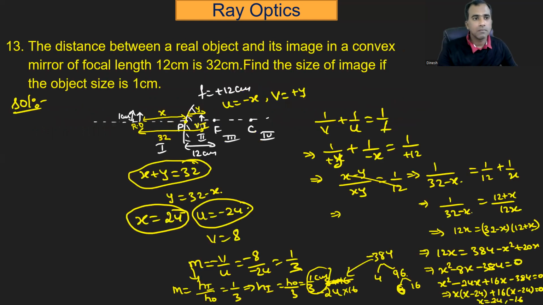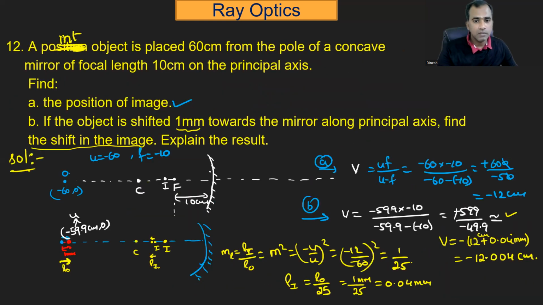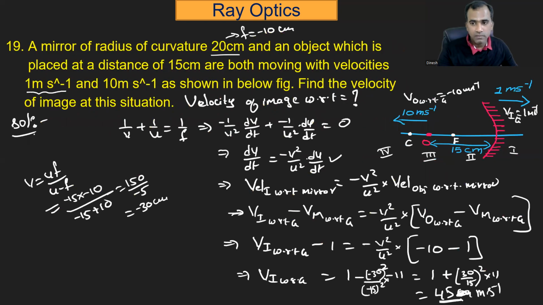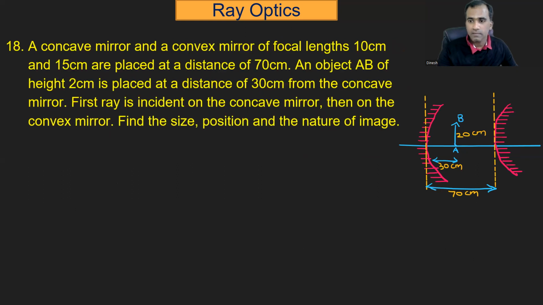Okay. Right. So 12, 13. I think we've solved almost every question. Very good. Yeah. So let's try this one, with one convex and one concave mirror.